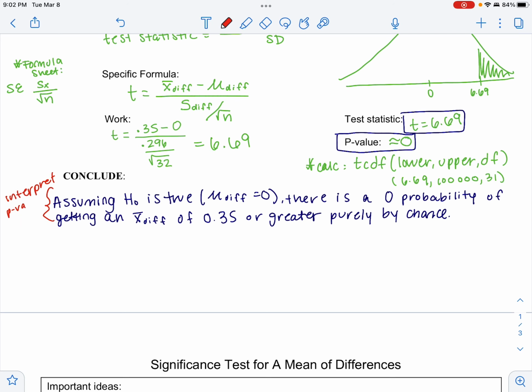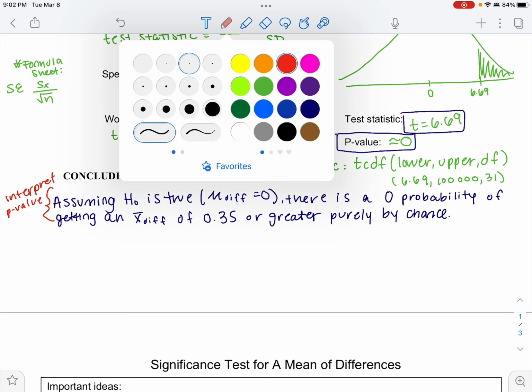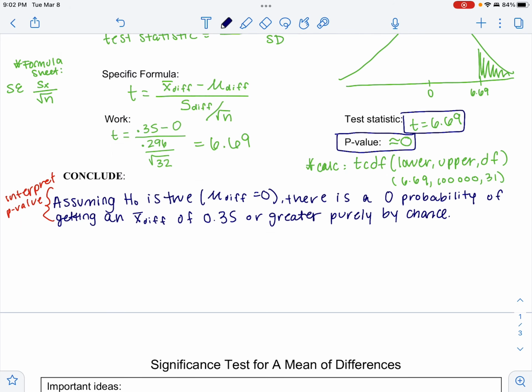And again, this first part here, this is us interpreting p. And I always say that this interpretation is super helpful. If you are having a hard time with understanding what a hypothesis test is, read this interpretation and really try to understand what the p-value tells us, because I think that will really help you understand how a hypothesis test works.